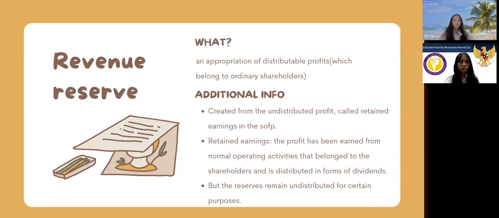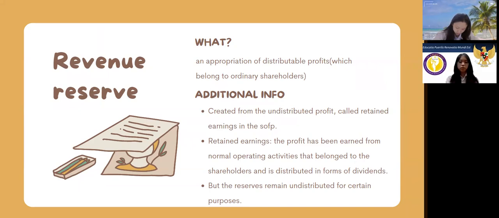Revenue reserve. What is revenue reserve? Revenue reserve is an appropriation of undistributed profit, which belongs to the ordinary shareholders. This is a little additional information on revenue reserve. Revenue reserve is created from the undistributed profit called the retained earnings in the statement of financial position.